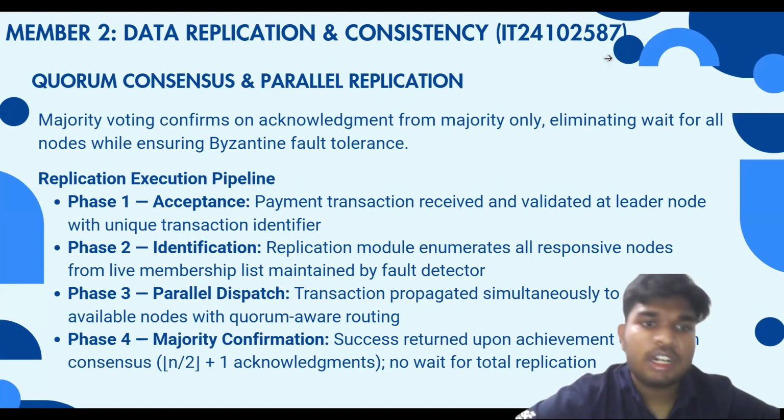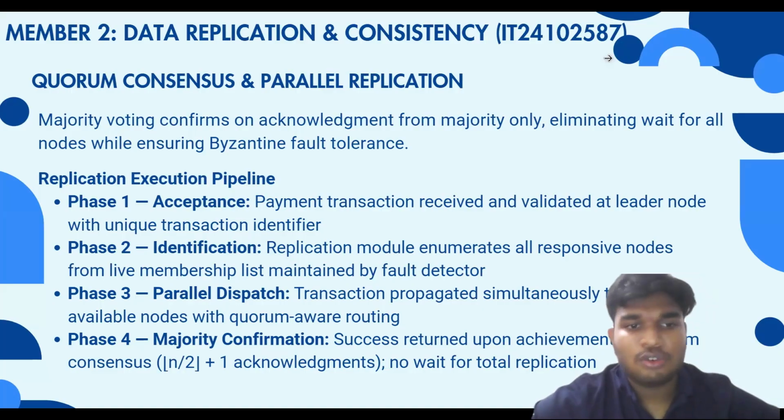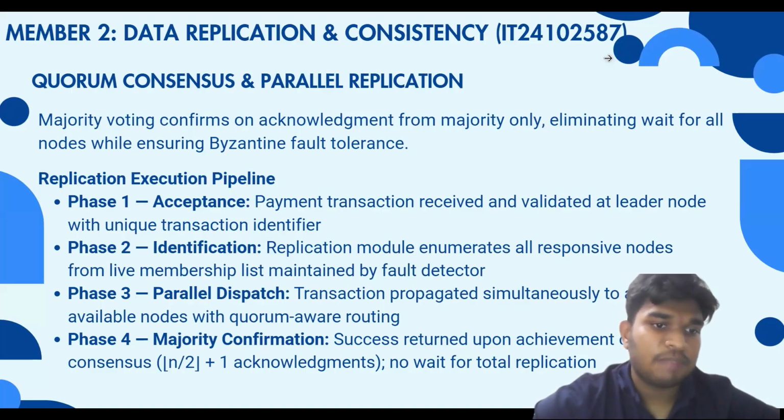To eliminate the bottlenecks of traditional systems, we implemented a sophisticated quorum consensus and parallel replication model. Rather than waiting for every node to acknowledge a transaction, success is confirmed once a majority vote is achieved, significantly lowering latency while maintaining a fault-tolerant model. This runs through a clear four-step pipeline.